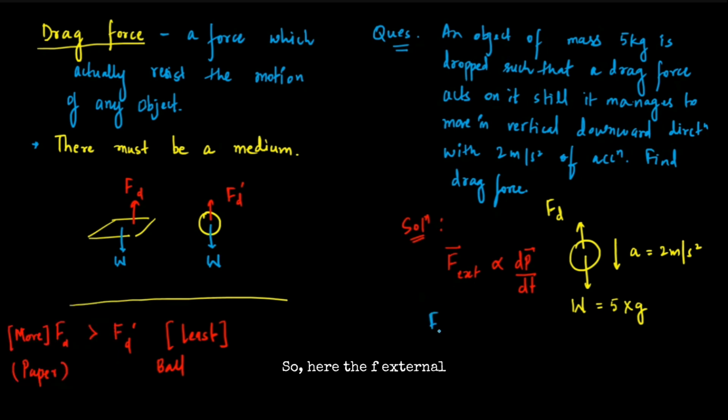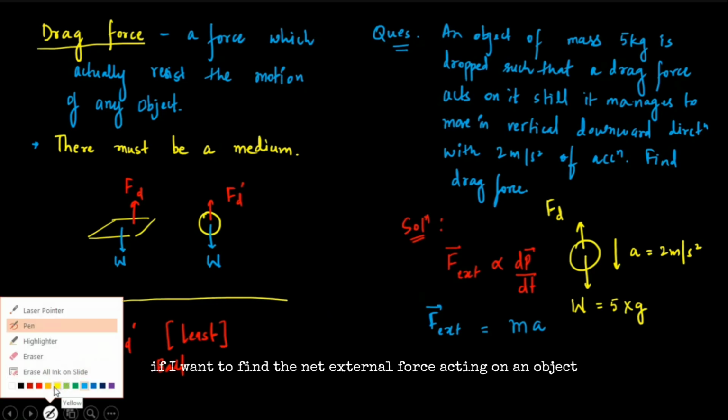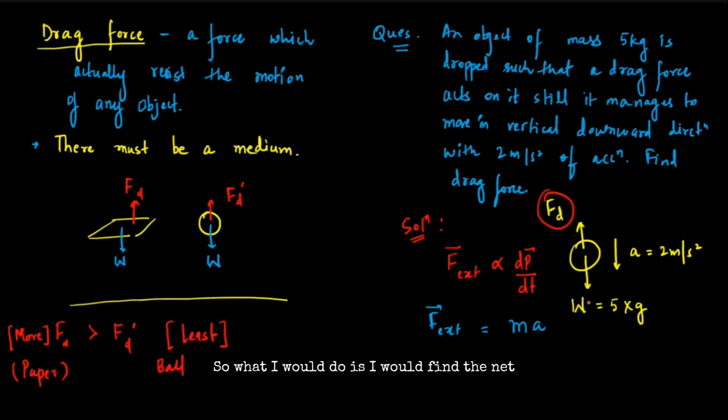So here, the F external is going to be ma. This is the outcome. We talked about this, remember? Here, the external force acting on the object, there are two forces. If I want to find the net external force acting on the object, I would find the net force of these two. As the question says, the object is going in the downward direction, so I would definitely know that weight is going to be more than this Fd, that is the drag force. That's why the object is going to move in the direction of weight. It's a very simple thing, but I want you to feel this.